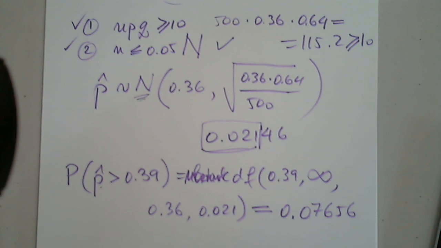Interpret this probability. If 100 different random samples of 500 adults were obtained, one would expect, you will have to multiply this by 100, so 7.66, round to the nearest integer. So they want 8, to result in more than 39% not owning a credit card. So 100 multiplied by this is 7.66, which rounds up to 8.